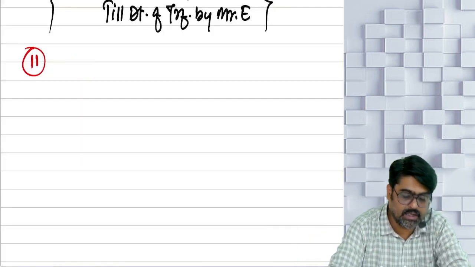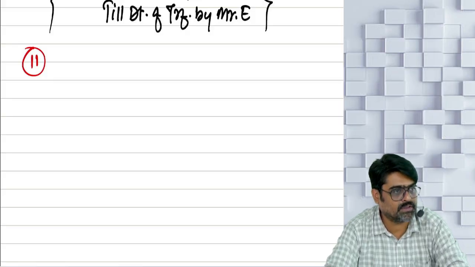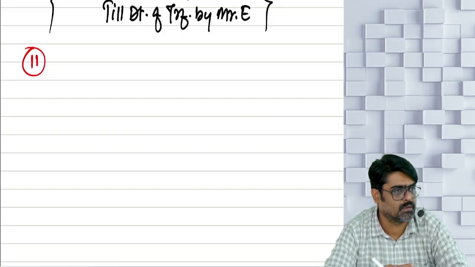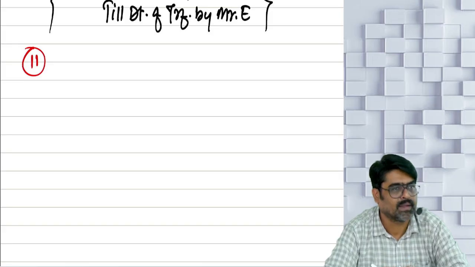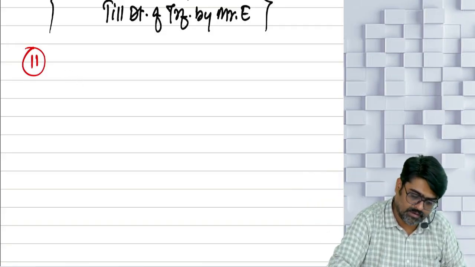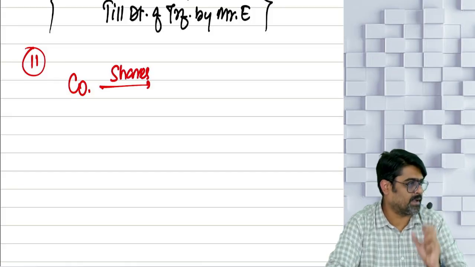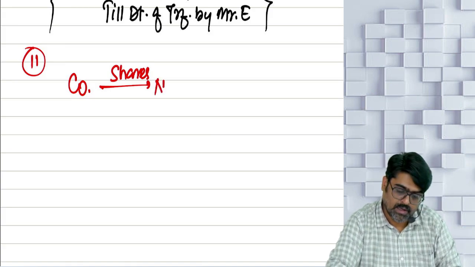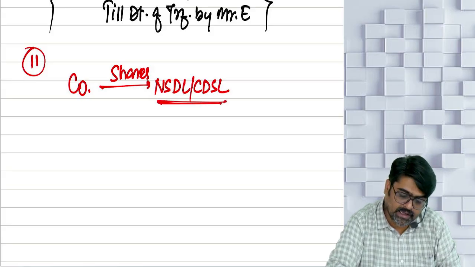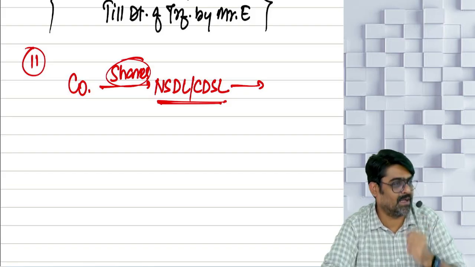EGR means electronic gold receipts. Have you heard about electronic gold receipts? Or is it the first time you have heard? What is EGR? Electronic gold receipts. See, a company allots the shares. This is a company. The company will allot the shares to a depository. Depository is NSDL or CDSL. Now this NSDL or CDSL will convert the same shares into electronic form, demat form, dematerialized form.